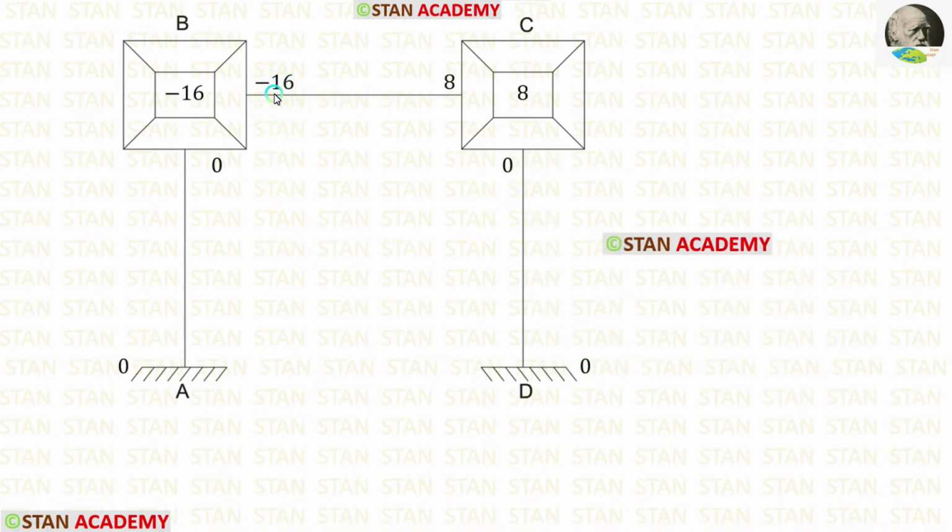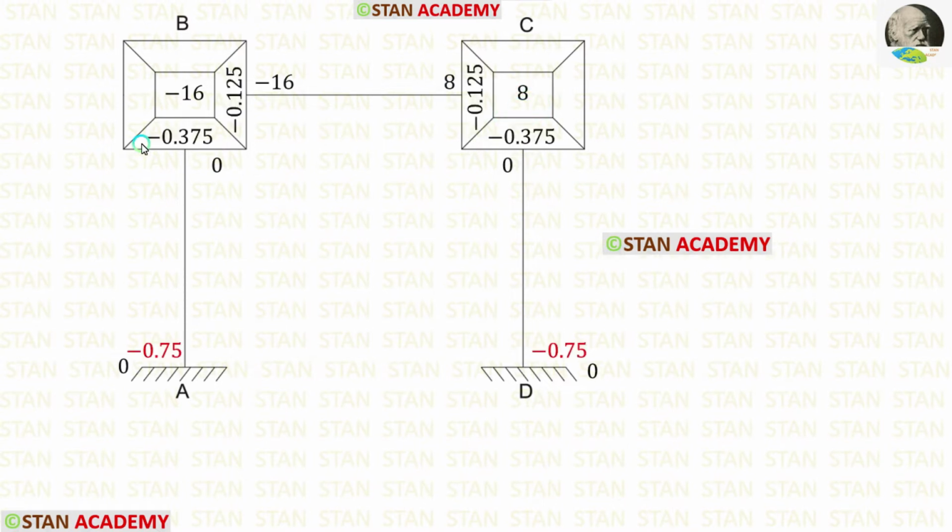In the joints, we have to add the fixed end moments. In the joint B, when we add minus 16 and 0, we will get minus 16. And in the joint C, when we add 8 and 0, we will get 8.